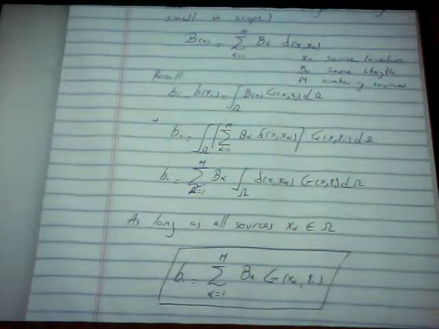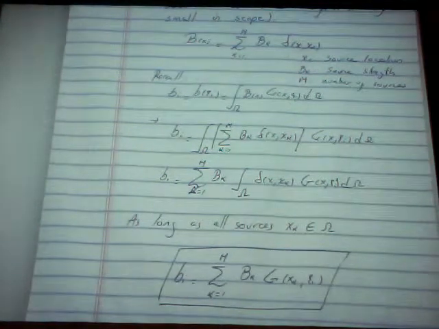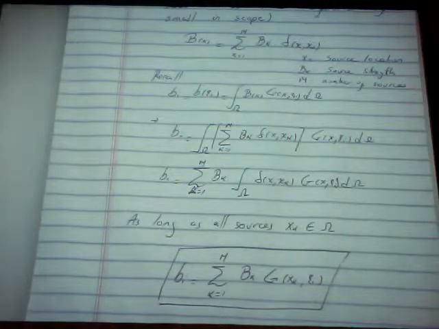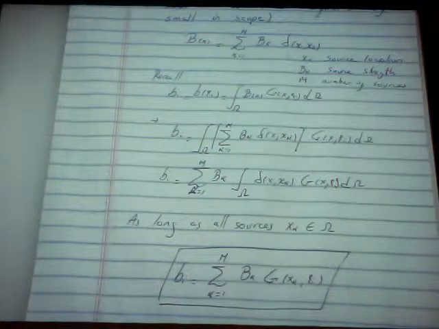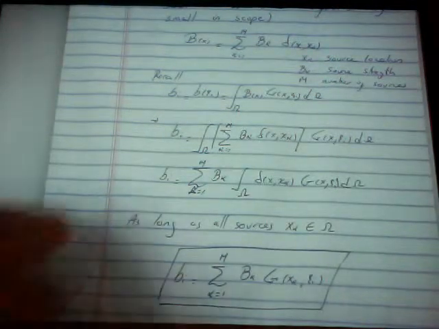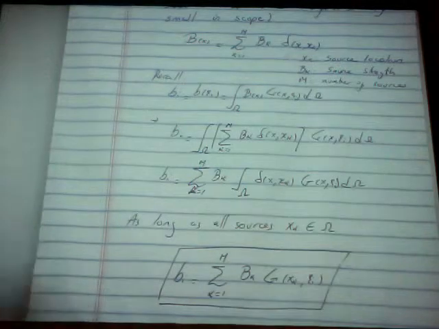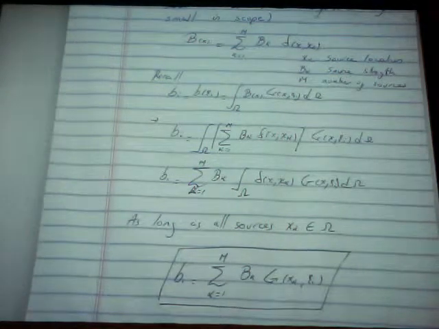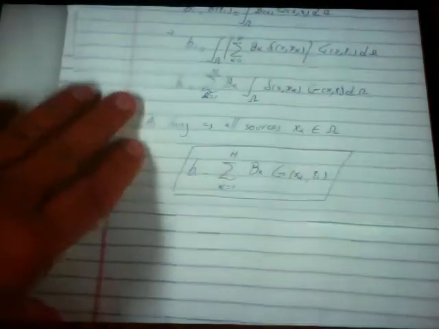So at least for concentrated sources and sinks, and they could be sinks too, because B could be negative, you have the simple solution. No integral to be solved. No integral needed. Now case number 2.